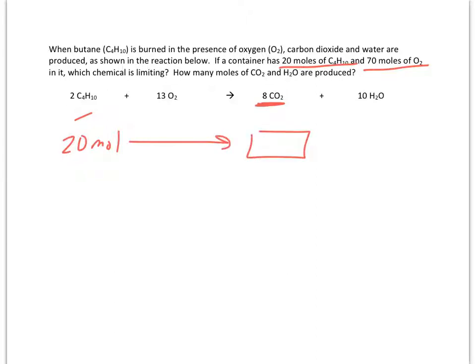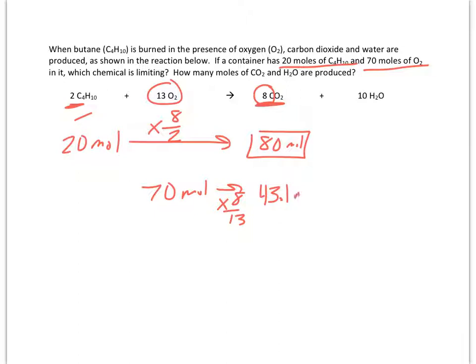So I look at my numbers. I got a 2 and an 8, so it should get larger. I'll multiply by 8 over 2. So that times 8 over 2 would give me 80 moles of CO2, okay? And 70 moles of O2, so I put 70 moles under O2. I'm going from a 13 to an 8, so it's getting smaller. I multiply by 8/13. So 70 times 8/13 is going to give me 43.1 approximately. I'm rounding that a little bit. Okay, so that's less. So that means that oxygen is my limiting reactant, and I will make 43.1 moles of CO2.